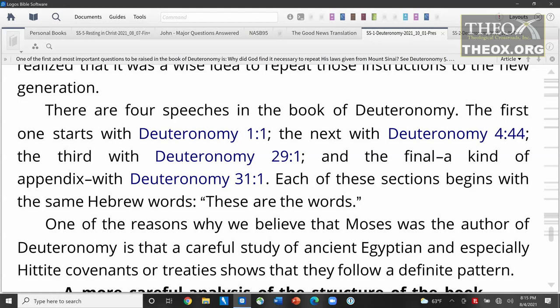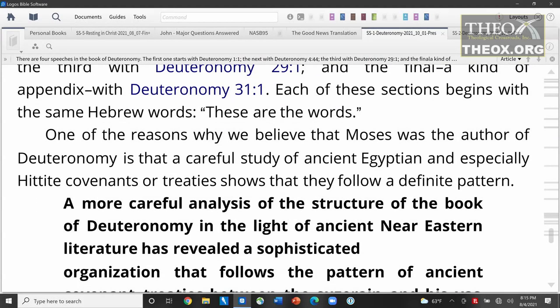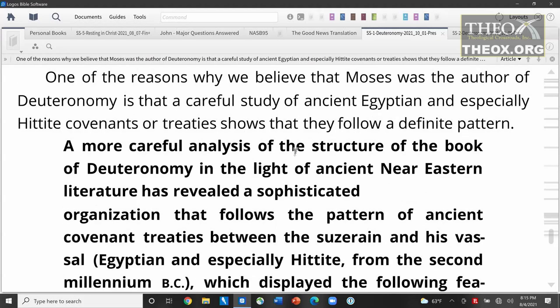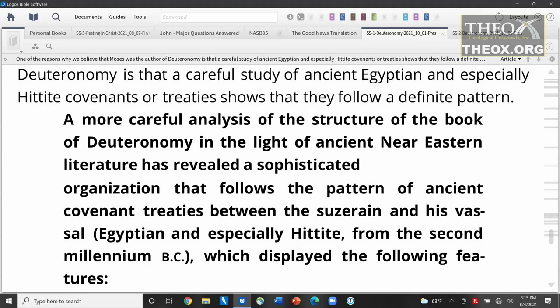Each of these sections begins with the same Hebrew words, "These are the words." So it's pretty clear that these are speeches. One of the reasons why we believe that Moses was the author of Deuteronomy is that a careful study of ancient Egyptian and especially Hittite covenants or treaties shows that they follow a definite pattern. In other words, there's a certain way you make a legal document. Back in the days of Moses, we have a few of those recorded in cuneiform and in hieroglyphics.